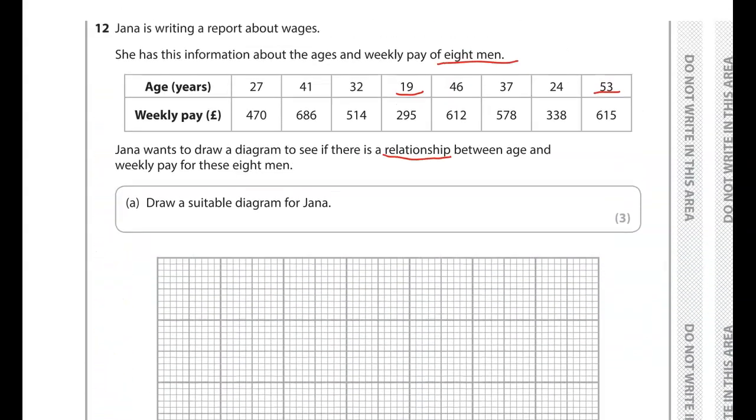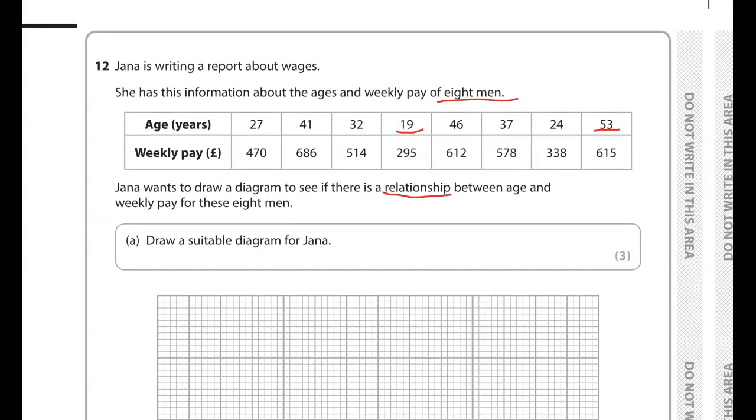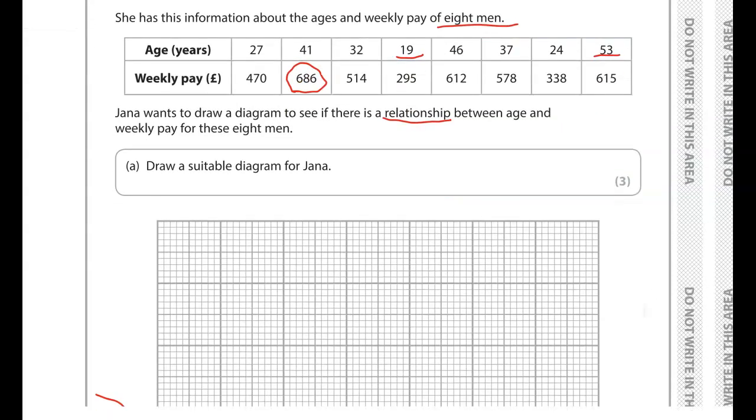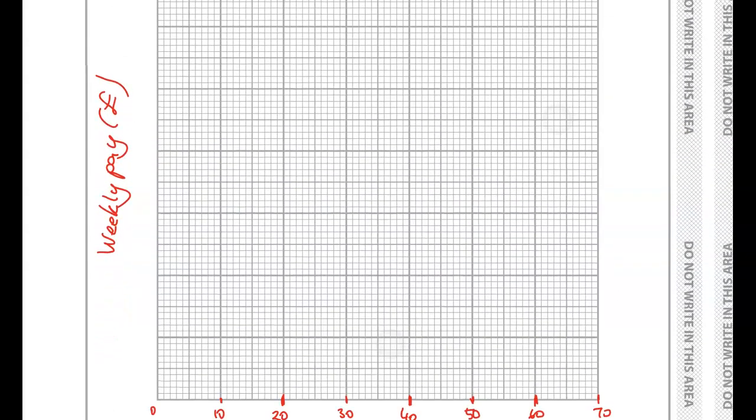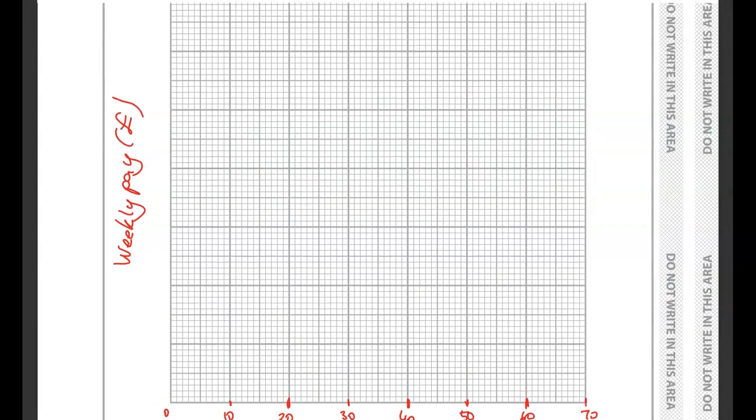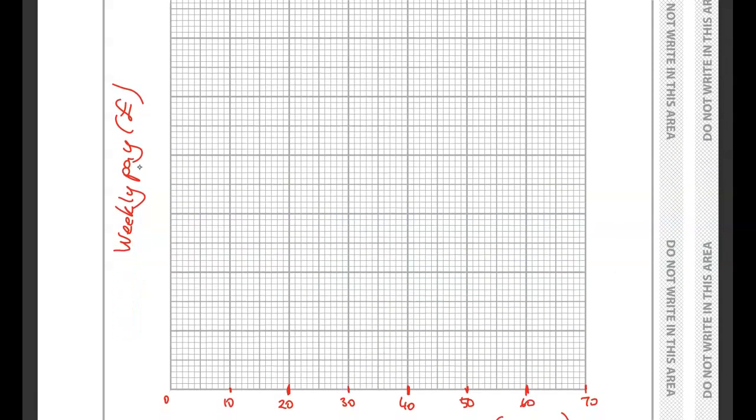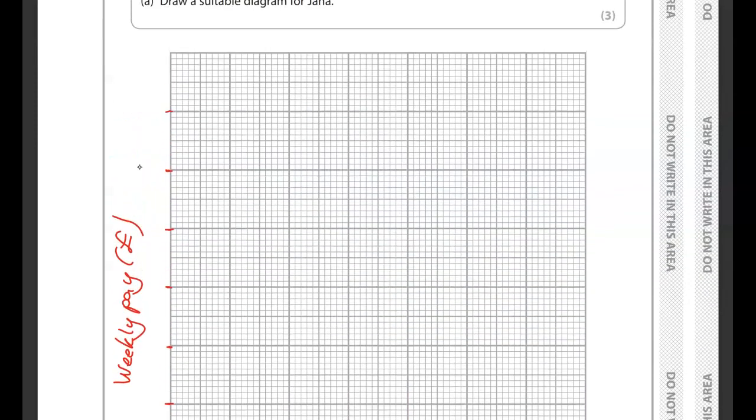And this goes up to 686, so about 700. So let's see. 100, 200, 300, 400, 500, 600, 700, 800. And this looks good.